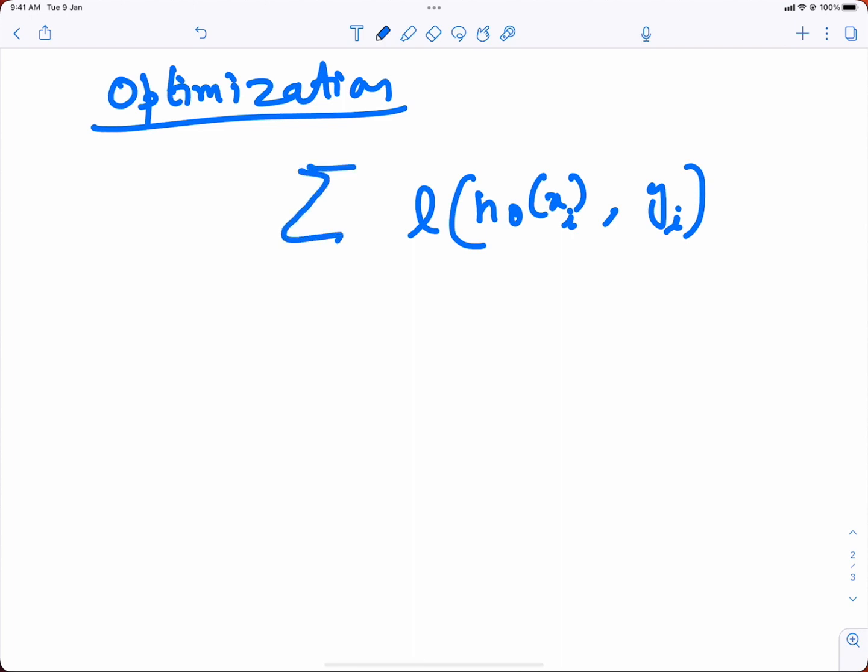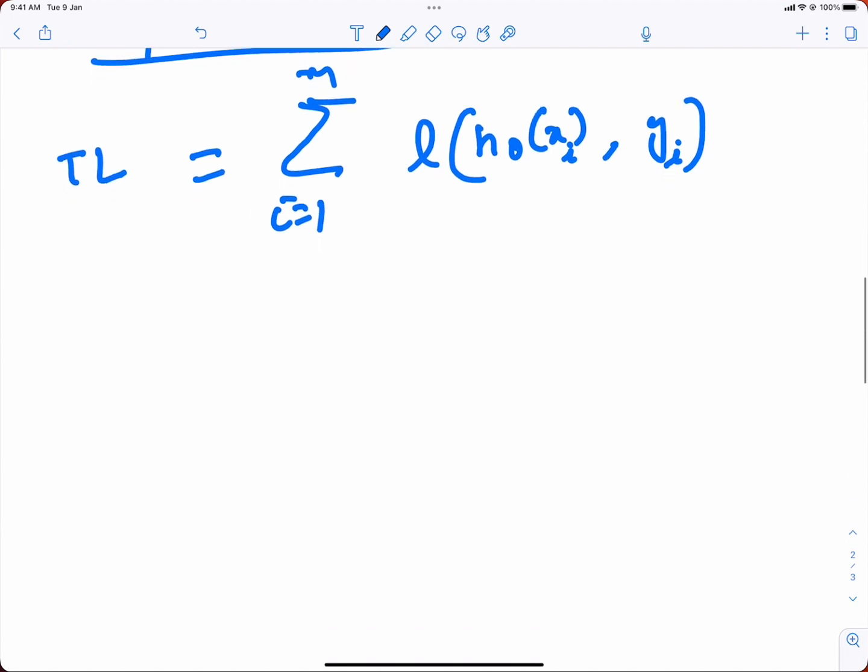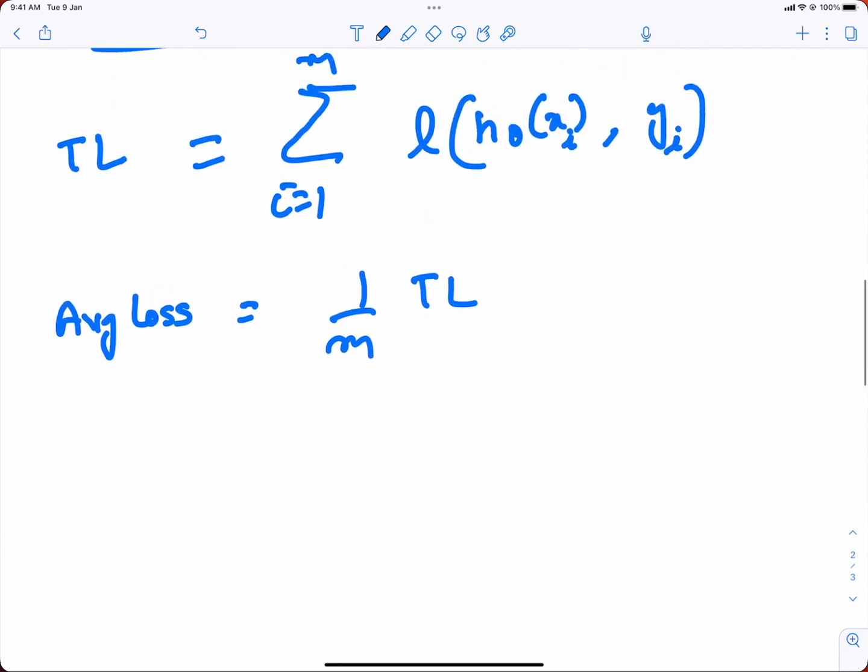So we can write i equals 1 to m, where m is the total number of training examples, and this is our total loss. If we want to find the mean or average loss, it is nothing but 1 divided by m times the total loss, because there are m examples.